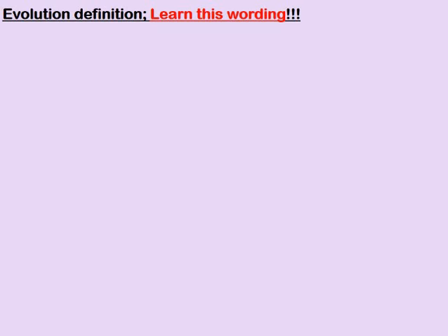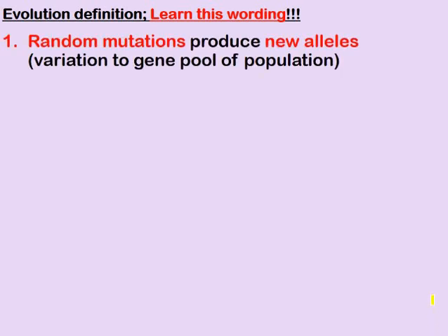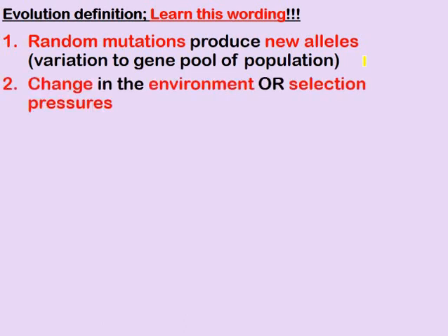Now, when you are writing an evolution answer, there are certain things you should always include, and so you should learn this wording. Firstly, random mutations produce new alleles. We then need to mention that there has been a change in the environment or there has been a selection pressure. This will differ depending on what type of exam question you get. We always want to relate it back to the scenario given.